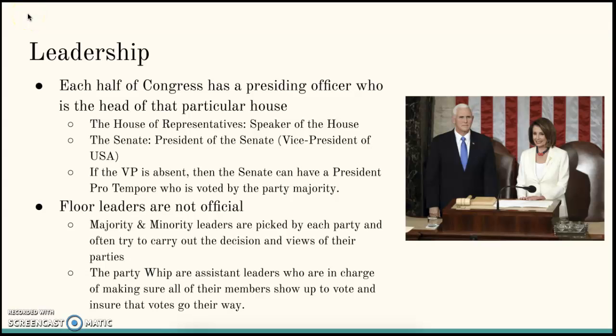Within each party, there is a whip. They are also known as assistants to the leaders. These whips are in charge of making sure that all of their members show up to vote and ensure that the votes go the way of the political party.